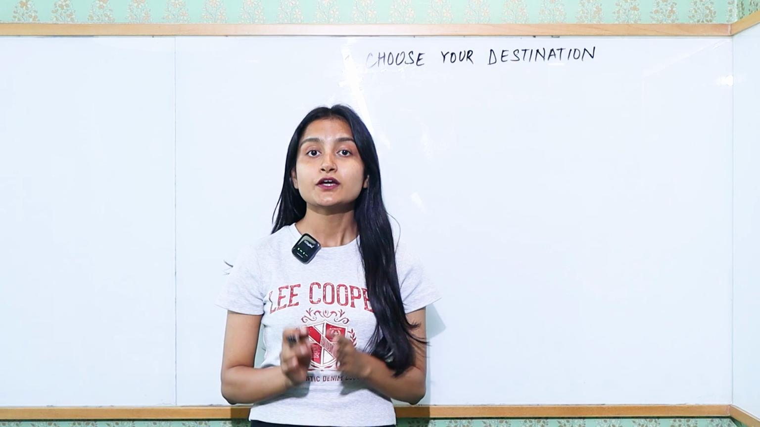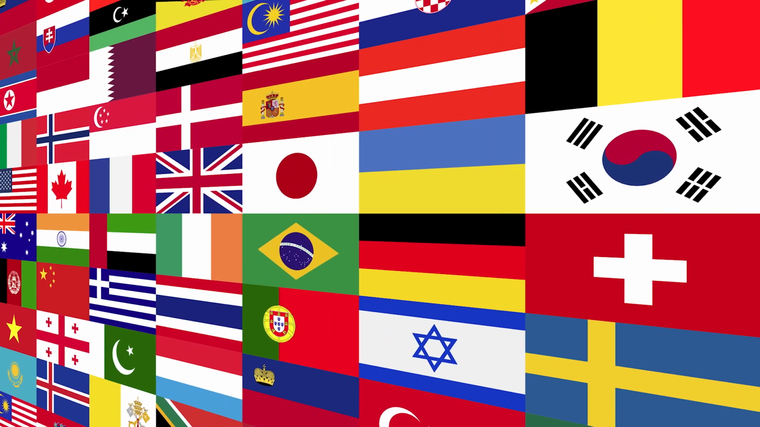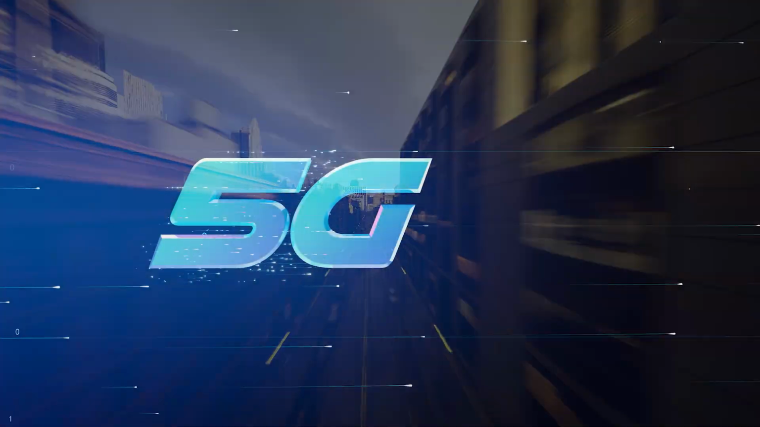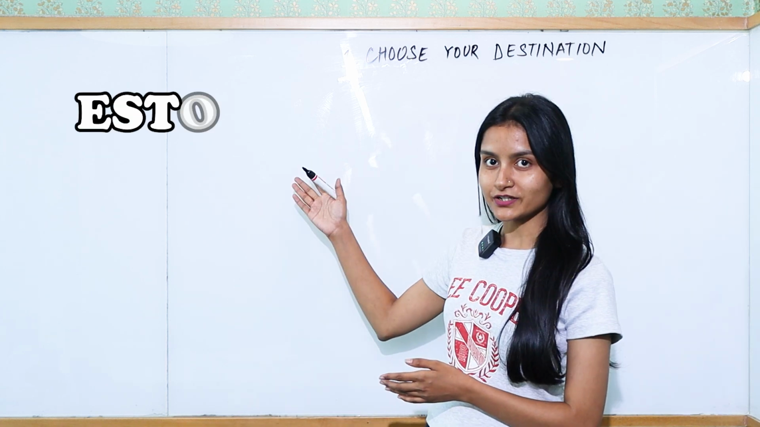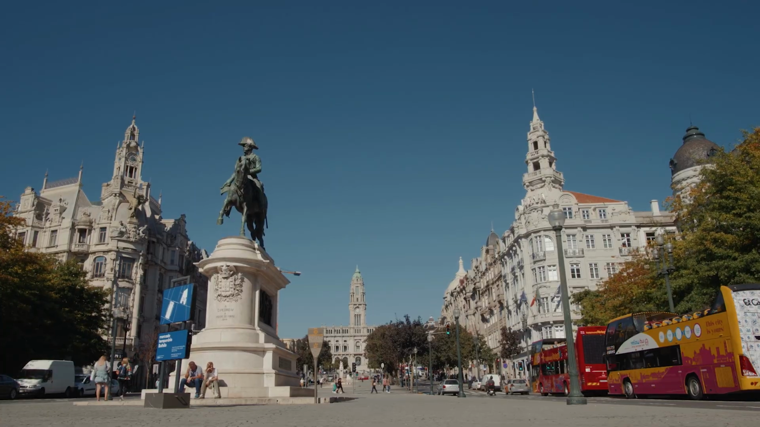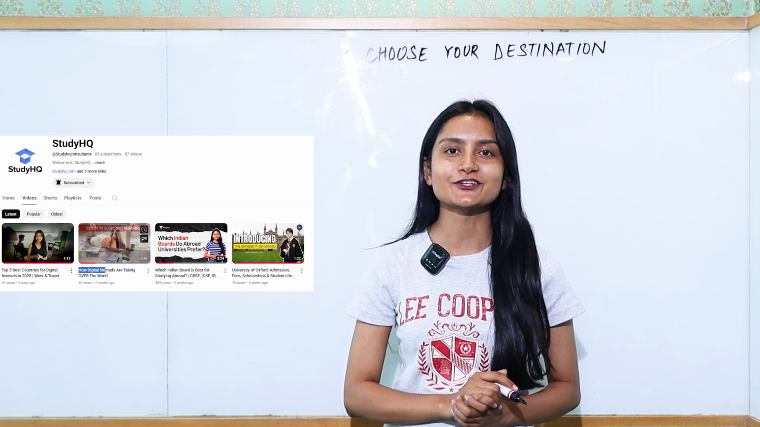Choose your destination. First things first, where do you want to go? Not every country offers a digital nomad visa. Think about what suits your lifestyle. You want city life, fast internet, beaches, or low taxes. Places like Estonia, Barbados, and Portugal are popular, but the list keeps on growing. If you want the full list of countries, go check out our first video on digital nomads.